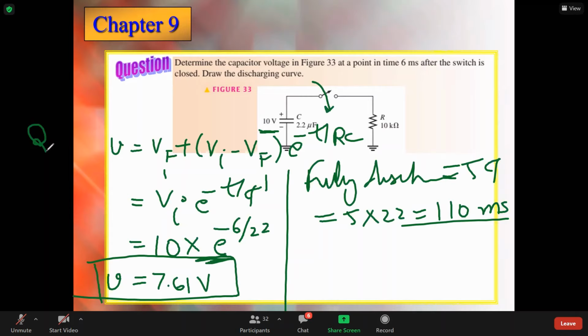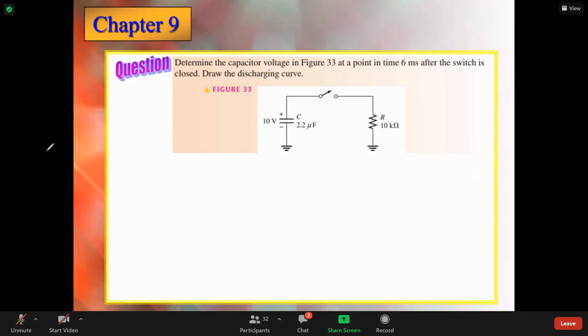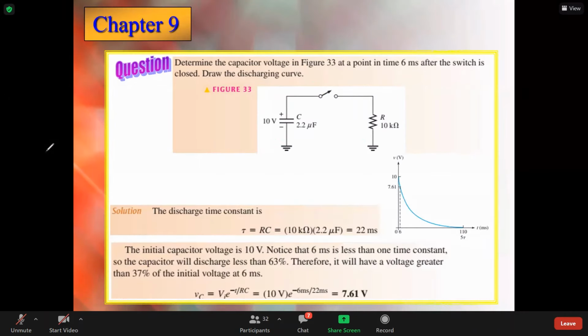If I ask you to draw the discharge curve, you already know the shape. It is going to decrease, something like that. Here you can mark some values. This is 110 milliseconds, because it's 5 tau. It is an exponential curve, and you can draw a few more values here. The initial value is 10 volts. If it comes up, you can draw this. It's an interesting question, and two questions are more than sufficient to understand the complete concepts.